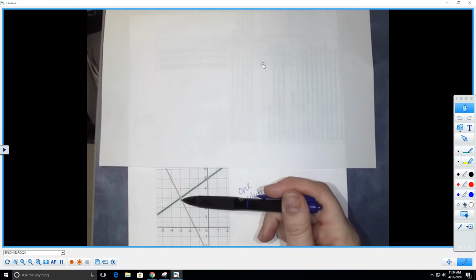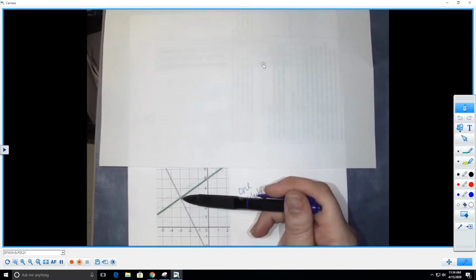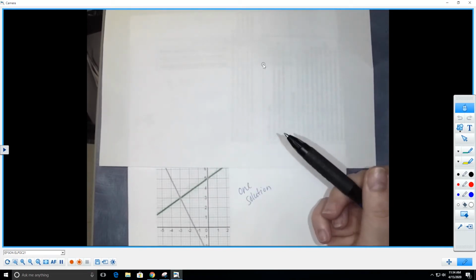Now, let's look a little bit closer. Can we estimate the ordered pair of the location of the intersection? Yes, we can. This point looks like it is at the ordered pair -3, 3. So the solution to this system of linear equations, the ordered pair that makes both equations true, is -3, 3. You can sketch a sample of this system on your paper.